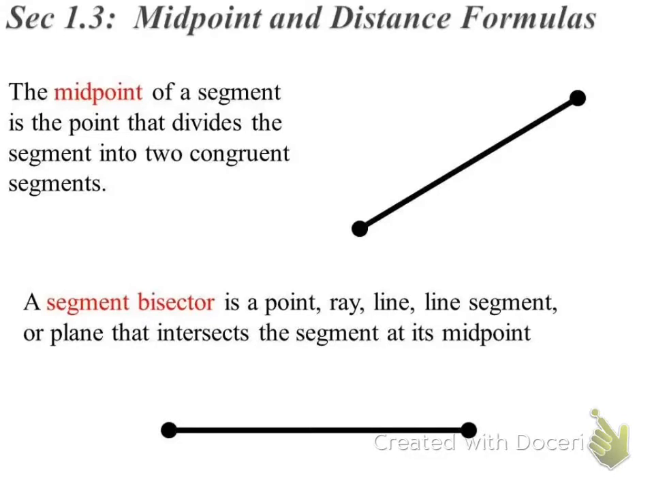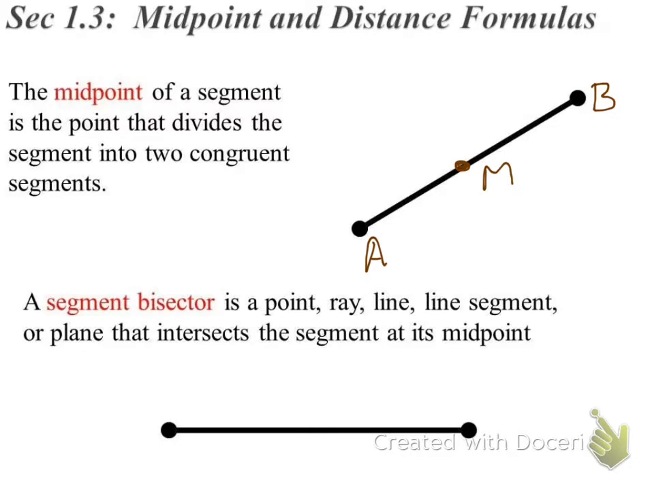In this section we're looking at the midpoint and distance formulas. Now before we get to those actual formulas, let's define what a midpoint is. As it says here, the midpoint of a segment is the point that divides the segment into two congruent segments. So let's say I have segment AB here. The midpoint, which I'll call M, is the point that's in the middle of that segment.